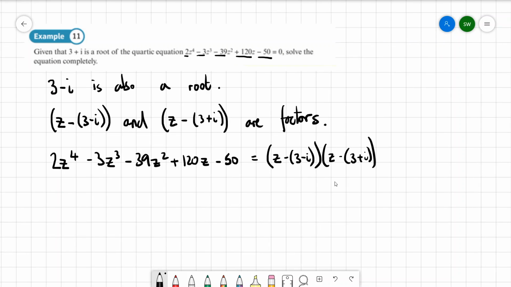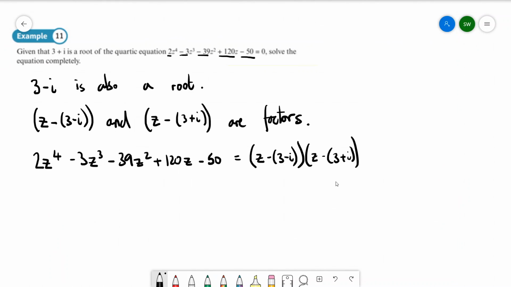And then we're going to have to multiply it by another polynomial. So far we've got z times z, and we want a z to the power of 4 at the start. So we know that this must be a polynomial of degree 2. We basically need a z squared at the start here, so we can multiply it by this quadratic to get the quartic.